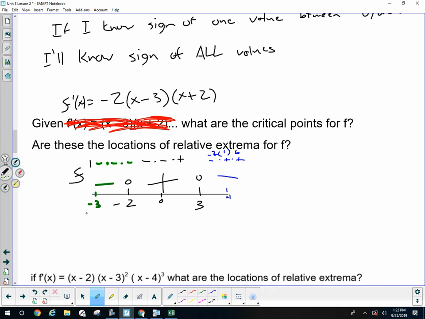Because of that, I know that f has behavior of going down, going up, going down. Down to up means x equals -2 is a min. Up to down means x equals 3 is a max. Okay, so in this case, we want negatives, positives, negatives.